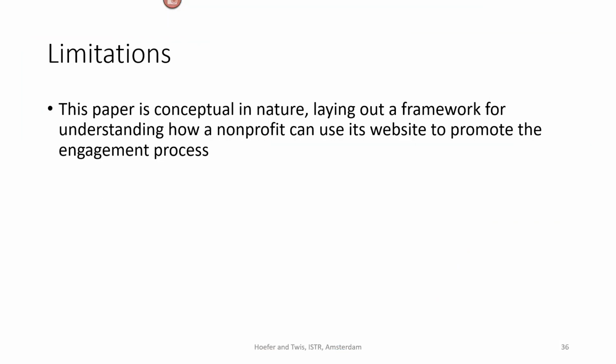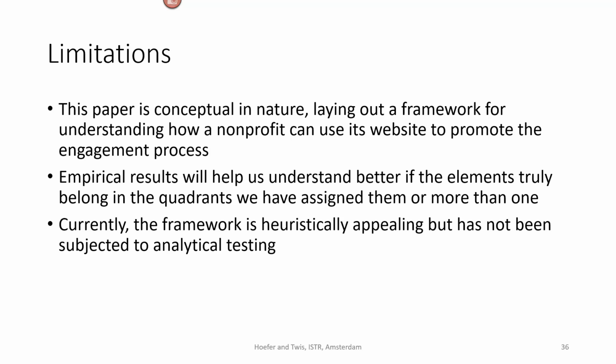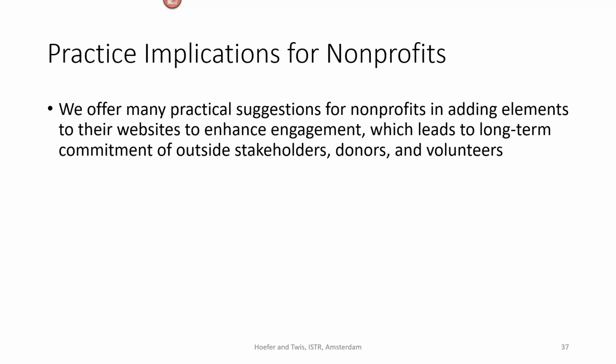So what are the limitations of this paper? Well, this paper is conceptual in nature, laying out a framework for understanding how a nonprofit can use its website to promote the engagement process. Empirical results will help us understand better if the elements truly belong in the quadrants we have assigned them, or more than one quadrant. Currently, the framework is heuristically appealing, but has not been subjected to analytical testing.